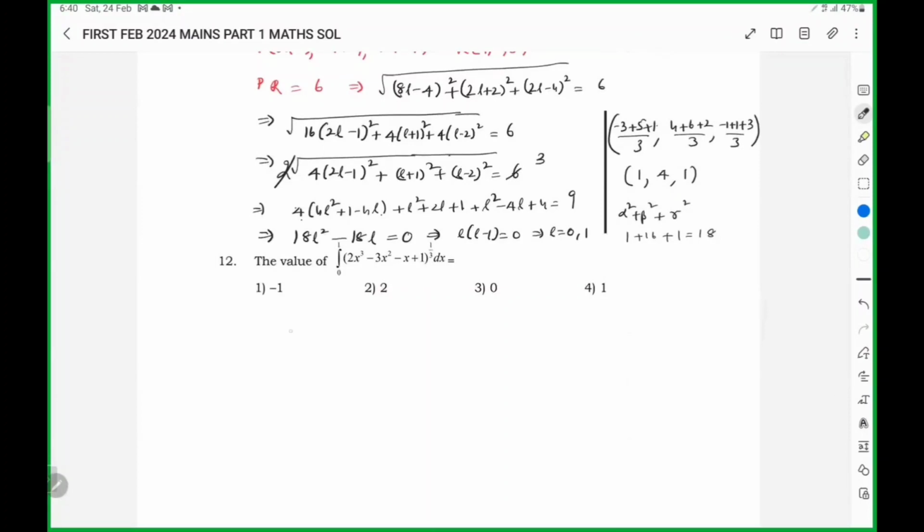Here, most of the definite integration problems are based on properties. So with a cube root, generally direct solving is difficult. Maybe one of the properties helps us. Let us check whether x equal to 1 is a root or not.